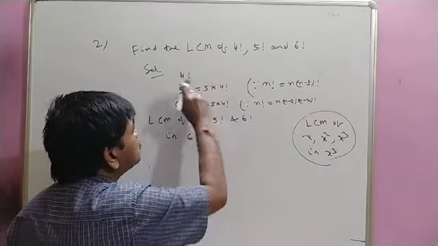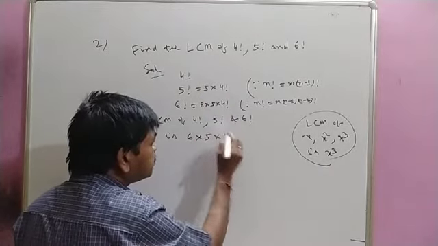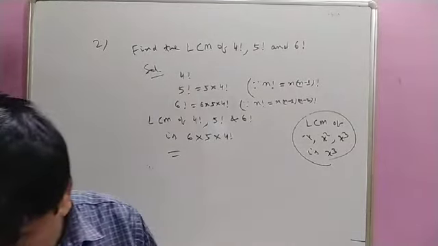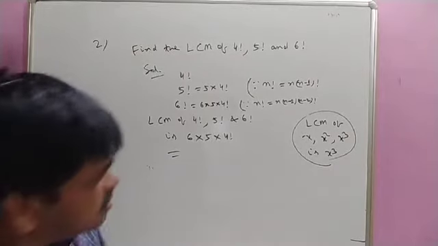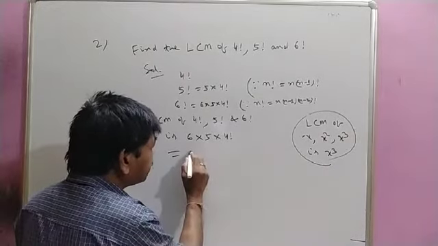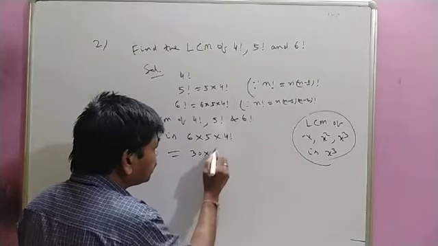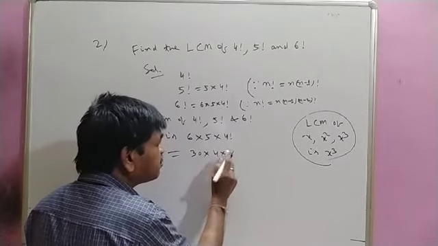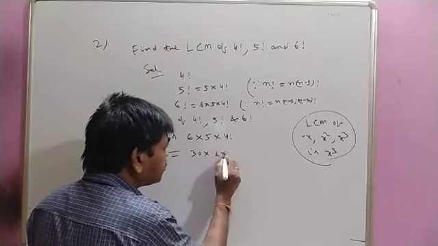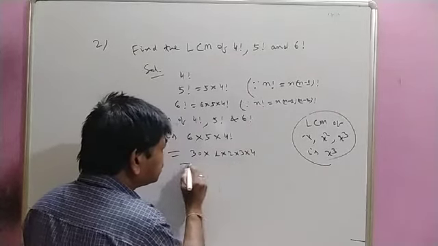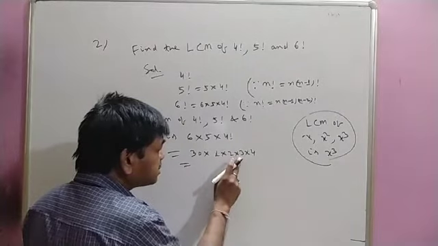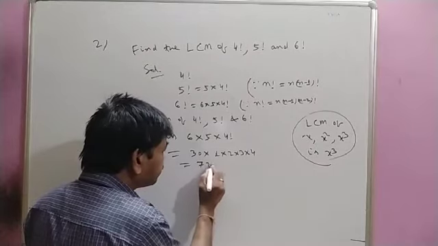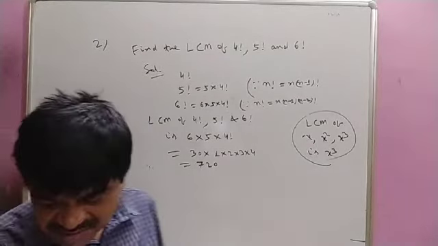And here is 4 factorial, here is 4 factorial, here is 4 factorial. The power of 4 factorial is 1 everywhere. So the LCM will be 6 into 5 into 4 factorial. After that you can simplify this. 6 into 5 is 30, into 4 factorial, which is 1 into 2 into 3 into 4. 2 times 3 is 6, 6 times 4 is 24, 24 into 30 is 720. So the LCM of this is 720.